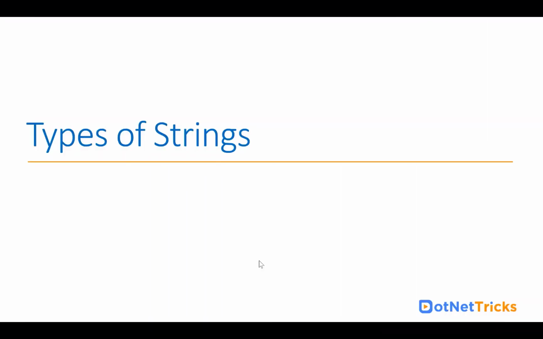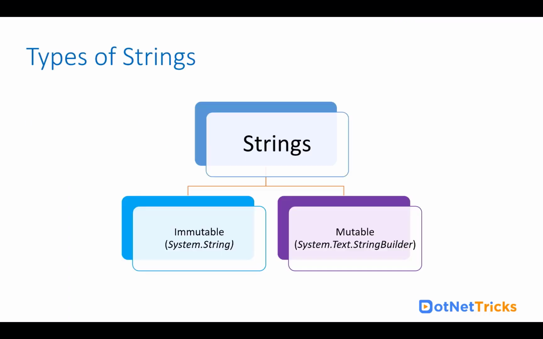Hi. In this session you will learn about different types of strings in C#. So C# supports two types of strings here, immutable and mutable string. So immutable strings are the objects of the system.string class, and mutable strings are the objects of the system.text StringBuilder class. So immutable string you cannot modify, but mutable string you can modify.